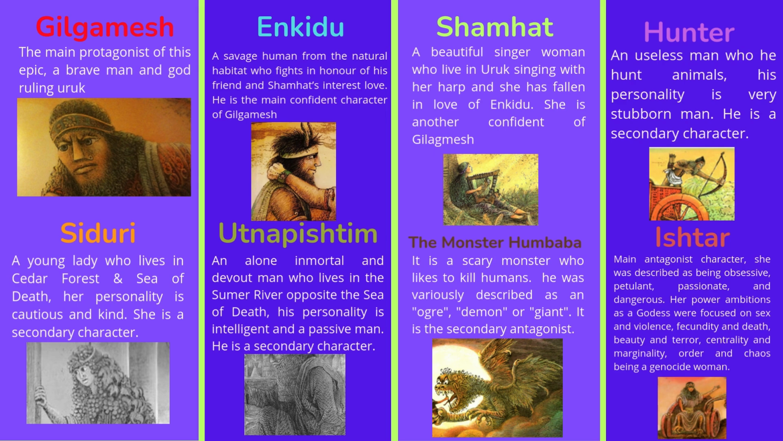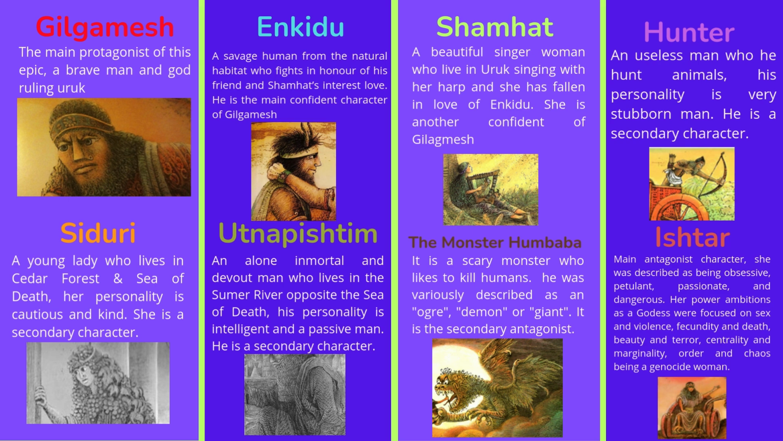The third character is Shamhat, a beautiful single woman who lives in Uruk singing with her harp, and she has fallen in love with Enkidu. She is another confidant of Gilgamesh. The fourth character is the Hunter, a useless man who hunts animals. His personality is very stubborn. He is a secondary character.